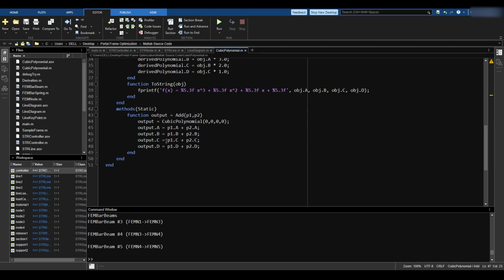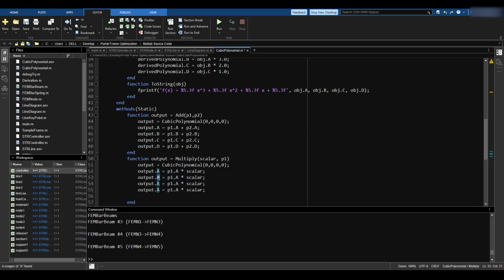Now, we're not going to be multiplying polynomials by polynomials, but we may need to multiply polynomials by scalars. So here, I would have a function output equals multiply, and here I will put a scalar and P1. So there's a polynomial and there's a scalar. In that case, I'll just copy this entire thing. I shouldn't copy it. Let's write it. Output.a equals polynomial.a multiplied by the scalar, and so on. This repeats for all the other variables.